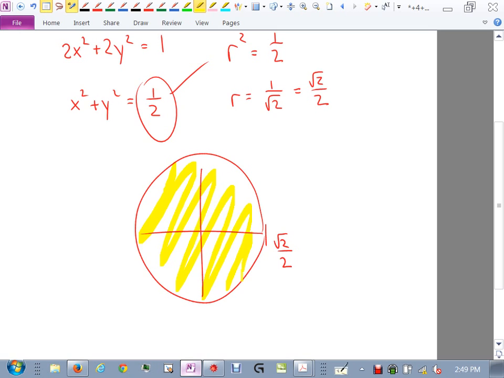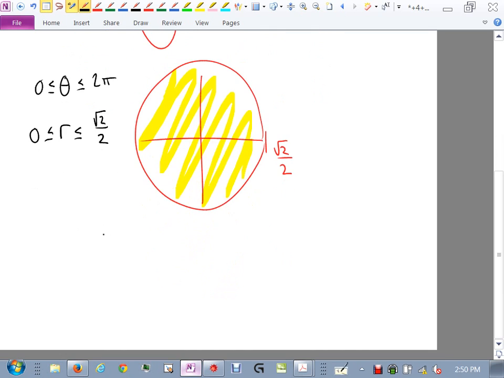Yeah. All right, so give me some restrictions on theta and r here. Zero, 2 pi. 0. Yep. And now we have to talk about what it is we're integrating, right? So I have a double integral, 0 to 2 pi, 0 to root 2 over 2. We'll take a break after this problem, okay?